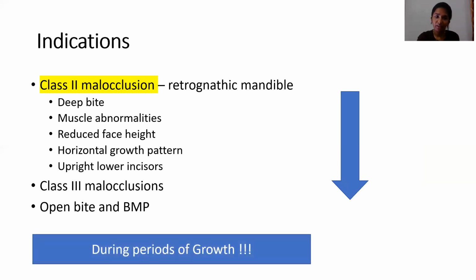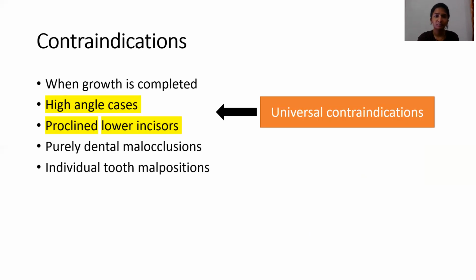And the very important indication is that for treating any of the above indications, it is important that the patient has to be during the periods of growth. Now, contraindications include, again, when growth is completed, you cannot give a functional appliance, high angle case, proclined lower incisors, purely dental malocclusions, and individual tooth malpositions.